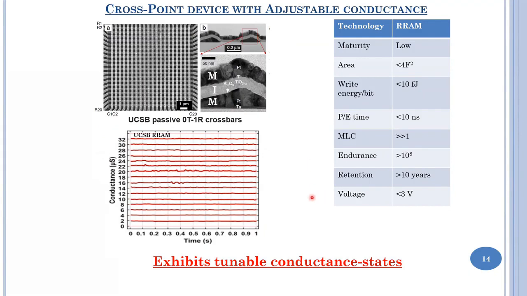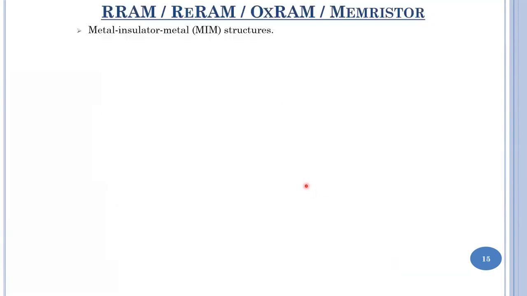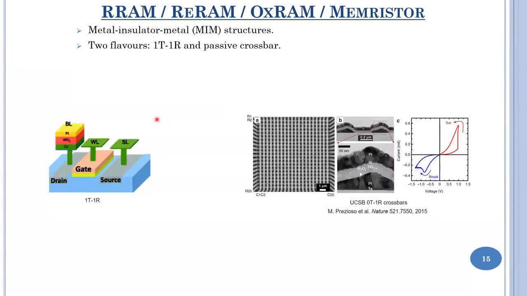So with this information, let me go ahead and discuss these RRAMs in more detail. As I told, it's just a metal insulator metal structure, and they're available in 2 flavors. I discussed the passive crossbar just now. Let me talk about the 1T1R, or 1 transistor, 1 resistor configuration. In this 1T1R, shown here on the left, you have a transistor, and on the drain of that MOSFET, you have the RRAM. So the drain electrode is the bottom electrode of your RRAM device. Then there is a switching insulator, and then the top electrode.